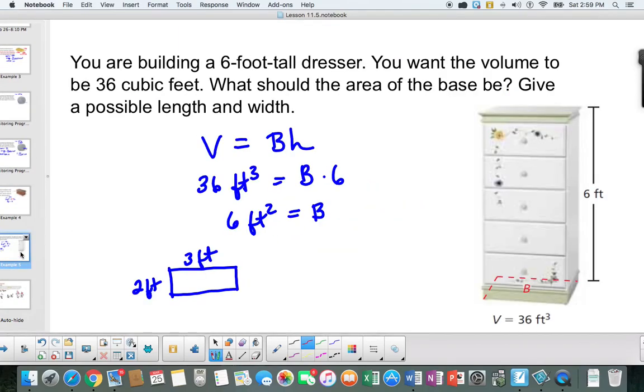Let's take a look at a 6-foot tall dresser whose volume is 36 cubic feet. Volume is equal to area of the base times the height. We know the volume, we know the height. What we don't know is the base. So I go ahead and divide, and I get the area of the base to be 6 square feet. Now they want us to give a possible length and width, and to create 6 cubic feet, one dimension could be 2 feet by 3 feet.